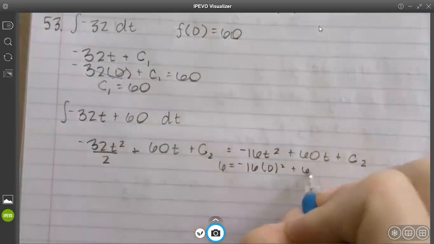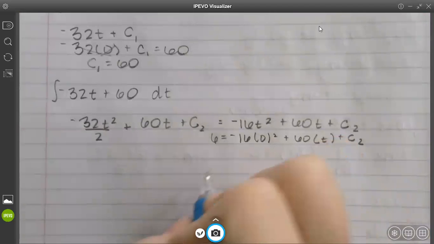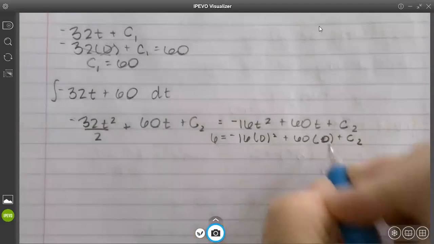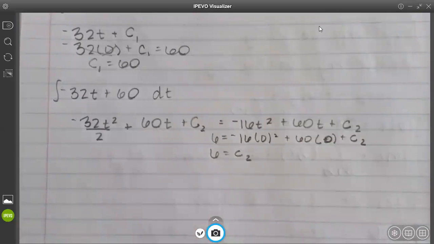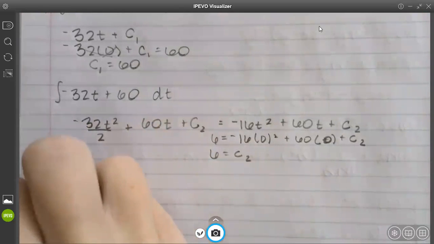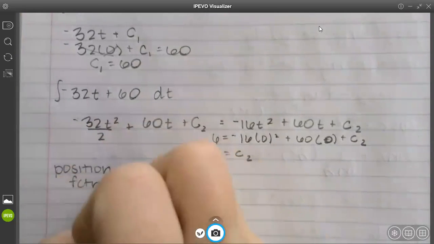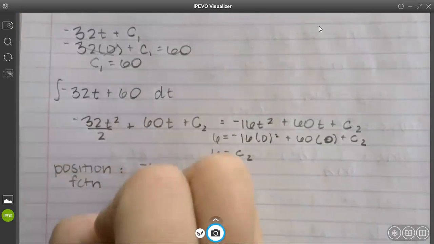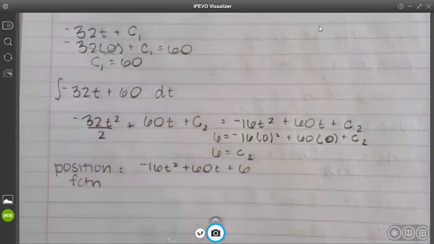When we plug in 0, what's that gonna give me? Oh, this is 0, sorry. 6 equals C2, right? Right. So your position function is this one. Position is always that first one, and then you derive to get the velocity and acceleration, okay? So your position function is negative 16t squared plus 60t plus 6.